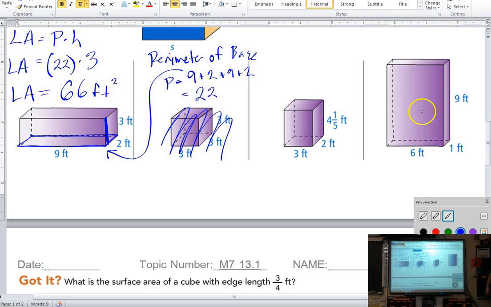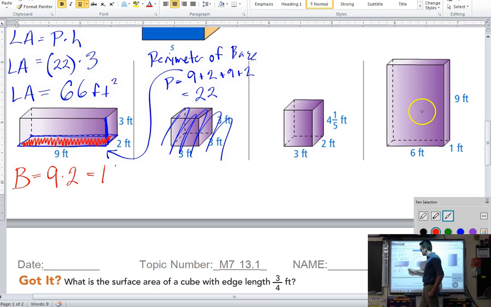Now, Michaela, we just said that we're leaving the bottom as the base. So to calculate my big B, or the area of the base, do not use a small b. We specifically use capital B to mean area of the base. What are the dimensions of that rectangle for my base? If we use this rectangle, what are those dimensions? How long is it? 9 feet. How deep does it go? So our dimensions for big B are 9 times 2, which gives me 18 feet squared.